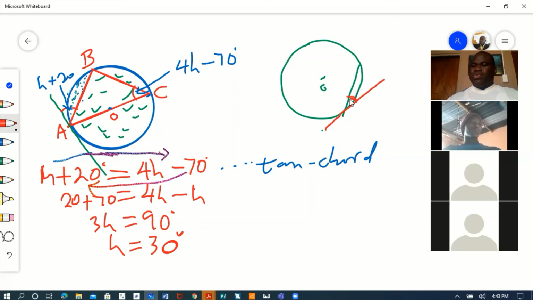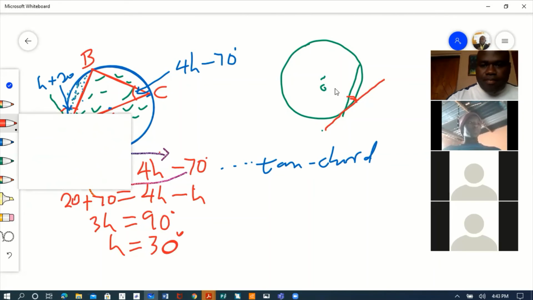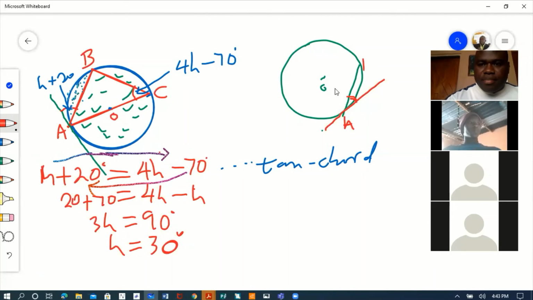Okay, sir. But what does it do? It will only be equal to the angle in the other segment, the alternate segment, only if this chord, let me call it AB, only if this chord AB goes ahead to subtend an angle on the circumference.